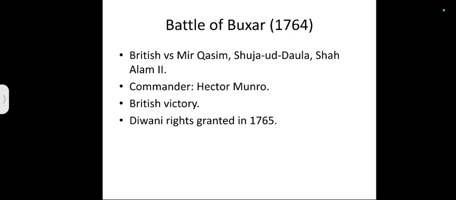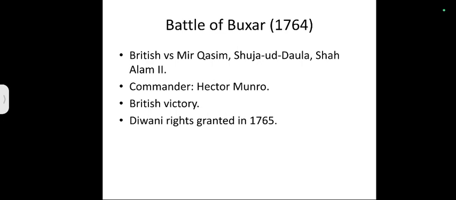The British versus Mir Qasim, Shuja ud Daulah plus Shah Alam II. This is a combined force we can see. The main commander of the British was Hector Munro. He led the army. Diwani rights were granted in the year 1765. Shuja ud Daulah was defeated and ran away from the battlefield, and he surrendered, and Shah Alam II also surrendered and gave the Diwani right to the British in the year 1765.